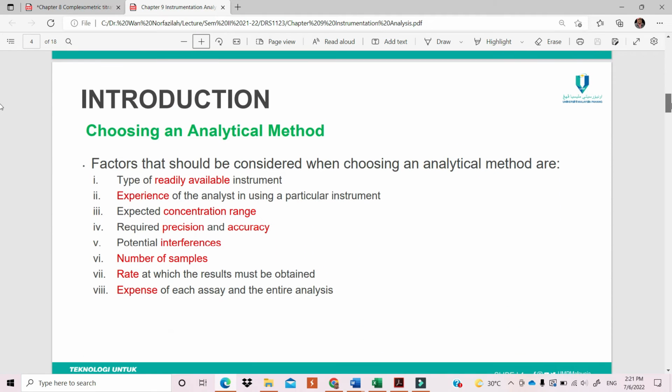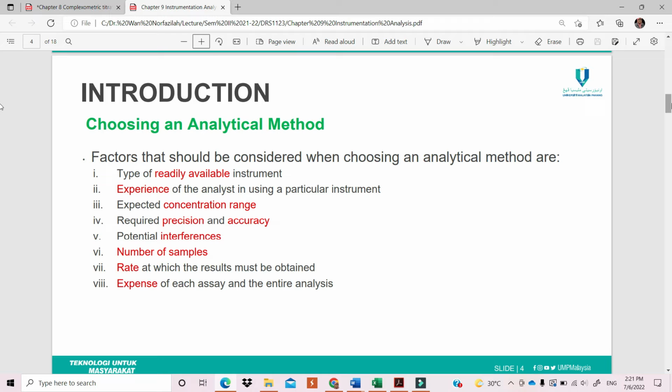Alright. And to choose a suitable analytical method, you need to consider these factors. The factors that should be considered when choosing an analytical method. There are so many analytical methods available in lab, in industry, so you need to choose based on these factors.